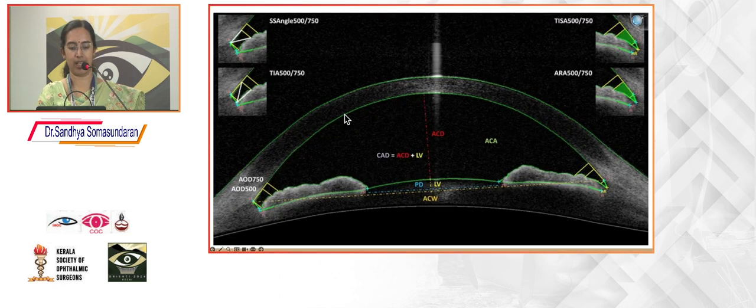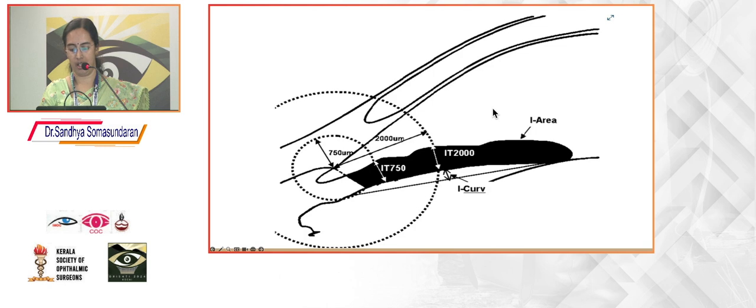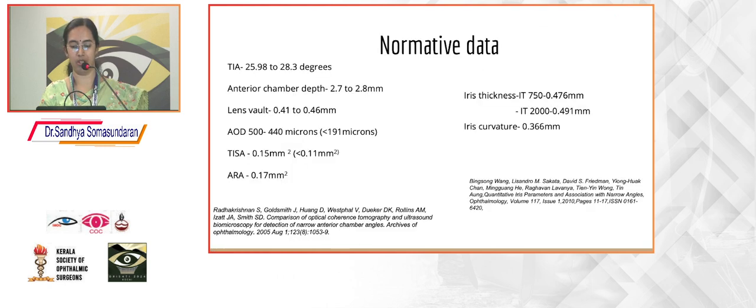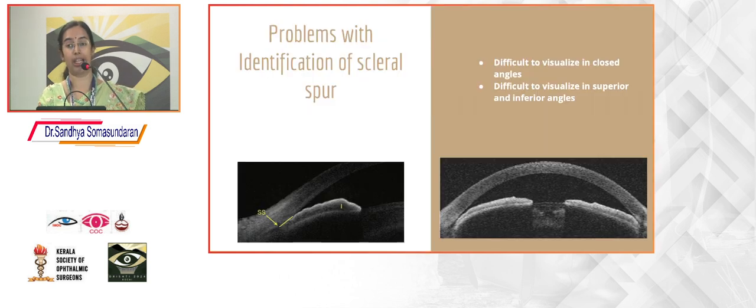Now these are the various anterior chamber parameters. This is not so important nowadays. This is the iris parameters: iris thickness, area, volume and curvature. Now these again, as we said earlier, the normative data we usually don't use. And basically, again, as we said, with ASOCT the main problem is identification of the scleral spur.